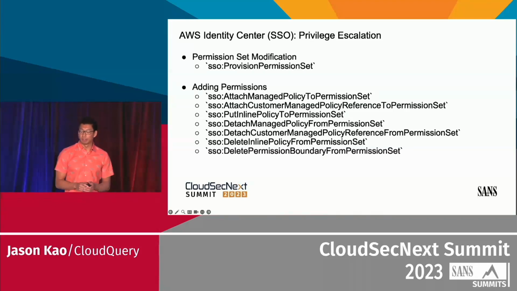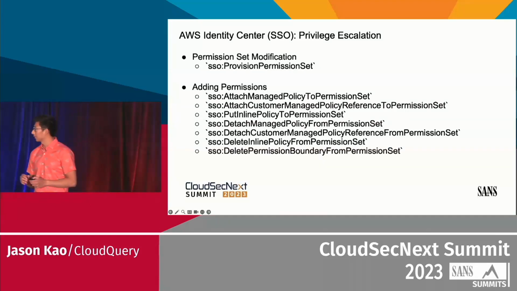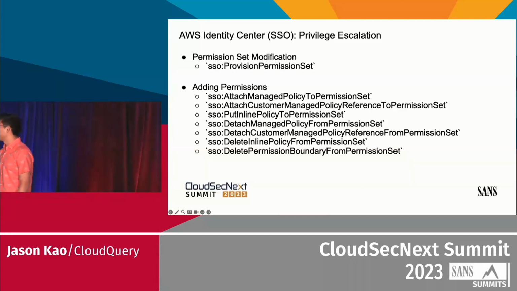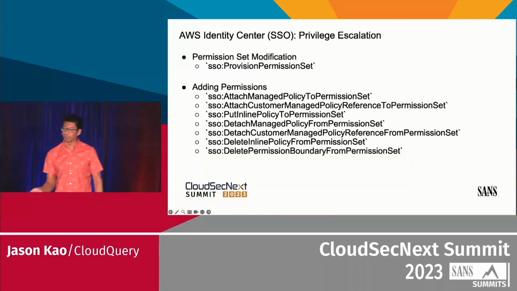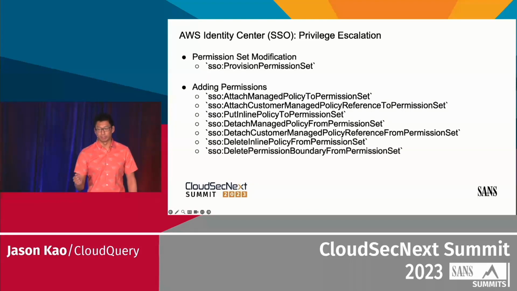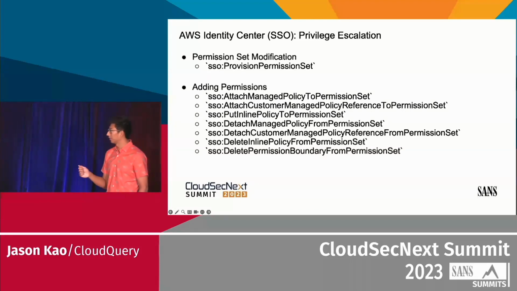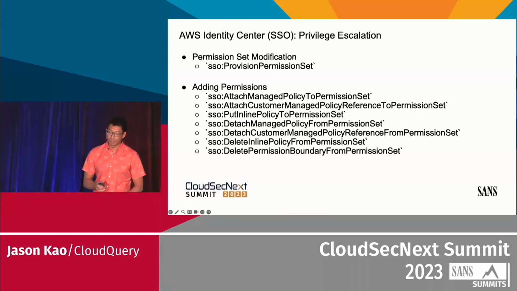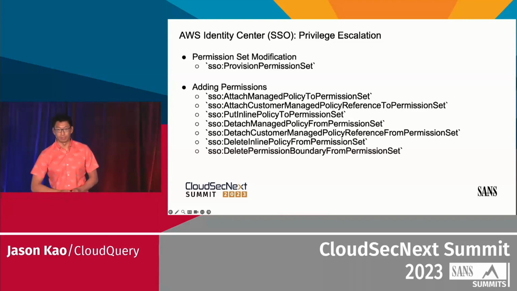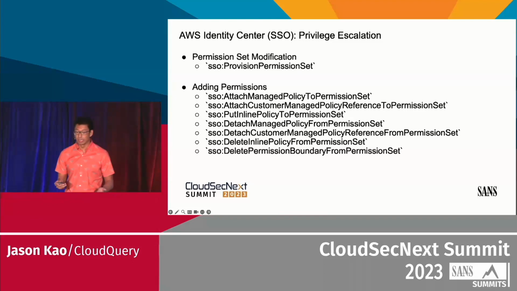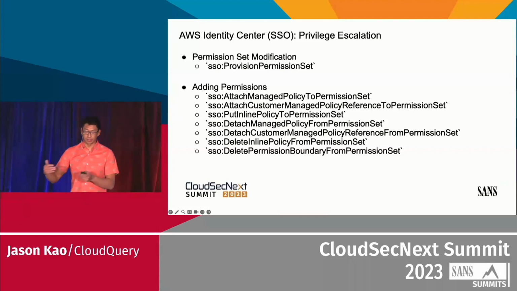There's also adding permissions. Another complexity here is that if we look at the actual actions, there's attach managed policy, which is attaching an AWS managed policy, as well as attach customer managed policy, which is very different from what it looks like in IAM. There's also the ability to put an inline policy to a permission set, which is another inline policy we see, but this is actually tied to an SSO entity. We can also detach a managed policy from a permission set, detach a customer managed policy reference, delete the inline policy, and also delete the permission boundary from the permission set itself.